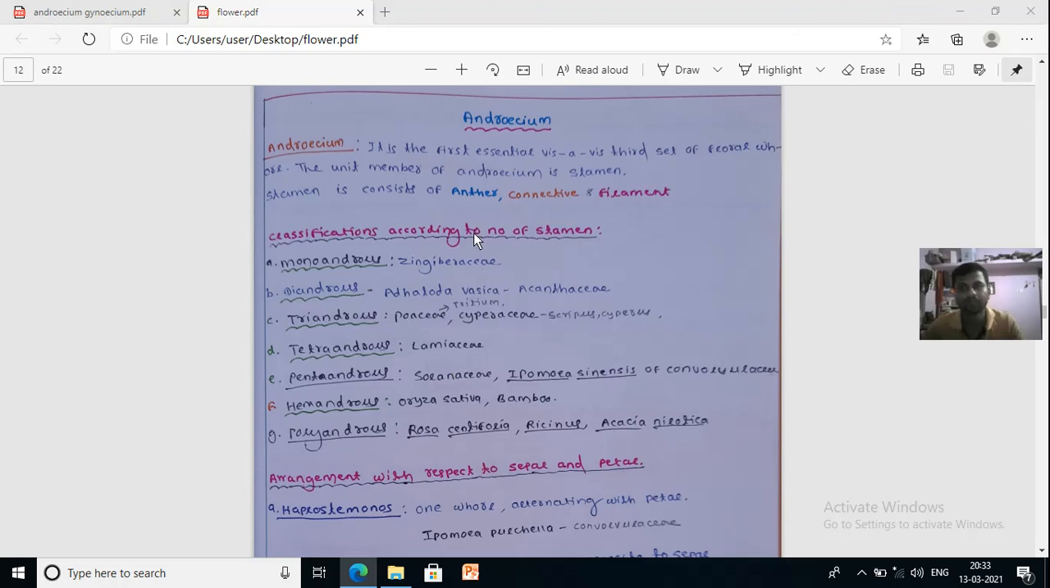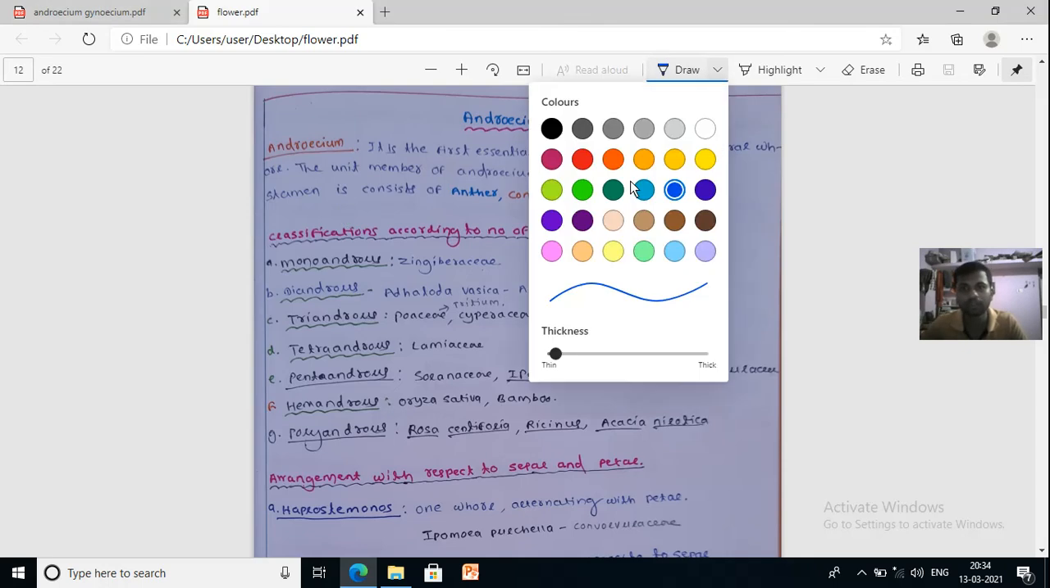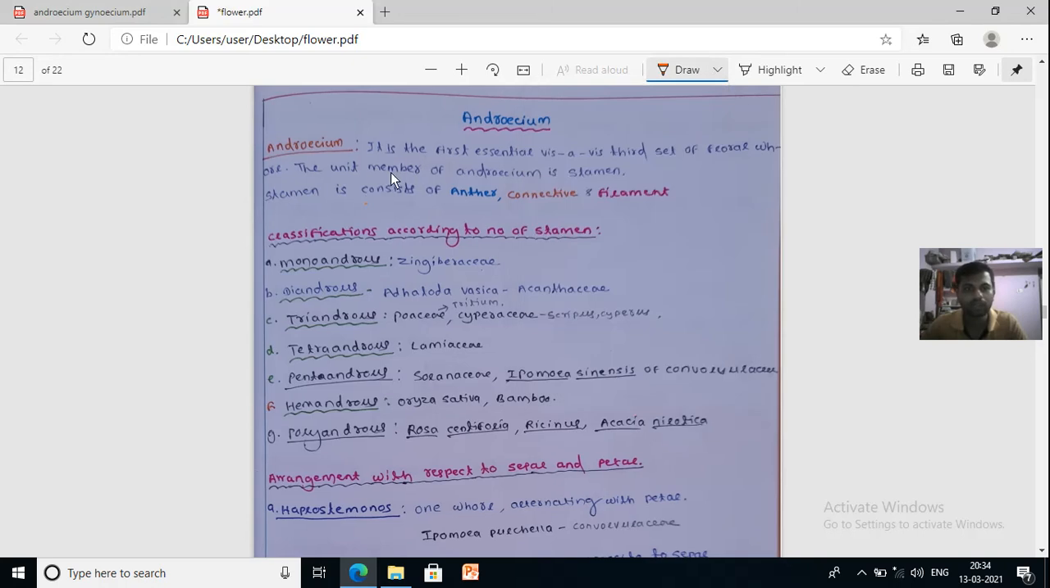Okay, now let's discuss the Androecium, because in the last classes we already discussed the calyx and corolla. Now it's time to discuss the Androecium. Androecium is the third whorl of the flower. It is the male reproductive organ of the flower. Its individual member is known as stamen. Each stamen consists of three parts, that is anther, connective and filament.